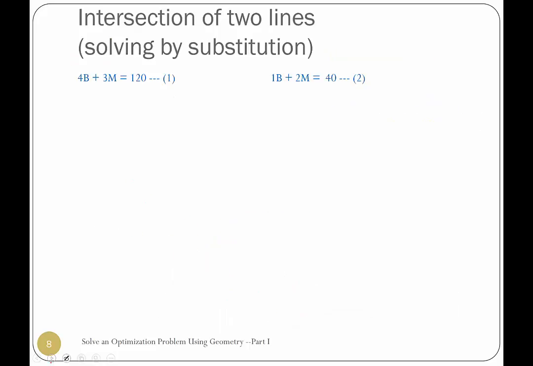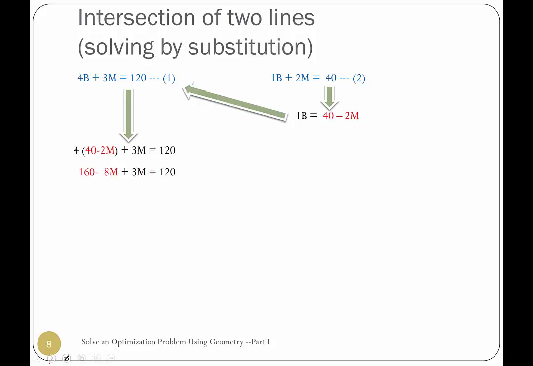We have 2 constraints, and let us pick the simplest one and express it in one of the variables. In this case, I'm going to pick the second constraint, and create an equation for b in terms of m. Then I'm going to take this equation and substitute it in the first constraint. By doing this, the first constraint will have only terms regarding m. So 4 times 40 minus 2m plus 3m equal to 120. Simply rearrange these terms and solve for m.